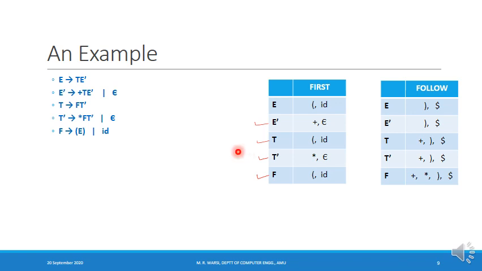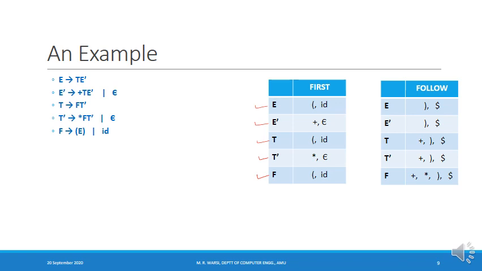Let's now calculate the first of capital E. From this, I can say that first of capital E will contain those symbols which are there in the first of capital T. And if first of capital T is containing epsilon, then those symbols which are there in the first of E dash will also be included. When I look at first of T, it is not containing epsilon. So first of capital E will contain those symbols which are there in first of capital T. First of capital T is containing left parenthesis and identifier. So first of capital E is containing left parenthesis and identifier. So we have calculated first of capital E also.